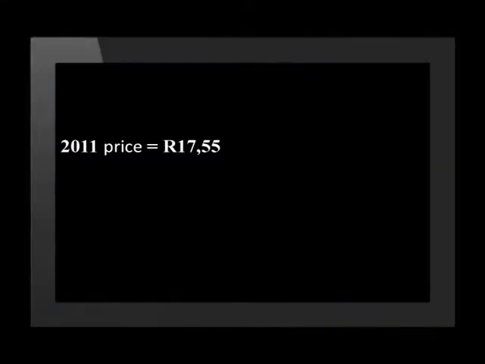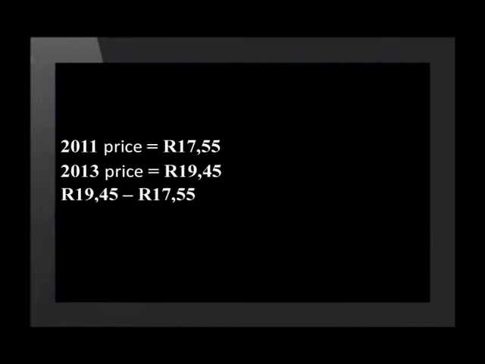Let's do some calculations to calculate the inflation rate from one year to the next on a bottle of cooking oil. In September 2011, a bottle of cooking oil cost 17 Rand 55 cents. 1 year later, in September 2013, the price was 19 Rand and 45 cents. 19 Rand and 45 cents minus 17 Rand and 55 cents equals 1 Rand and 90 cents.